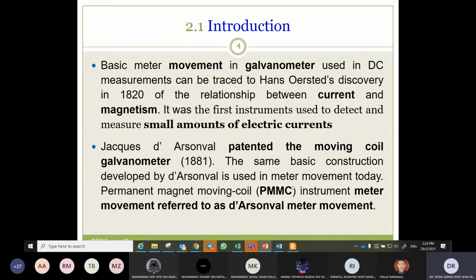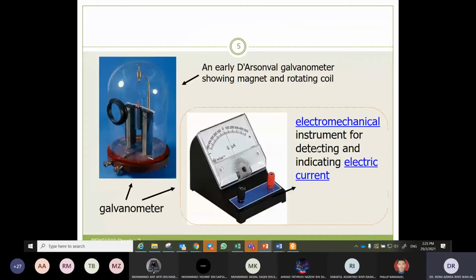So PMMC can be referred to as the D'Arsonval meter movement. The name D'Arsonval is because of the owner or the founder of the moving coil. This is an early D'Arsonval galvanometer showing magnet and rotating coil.